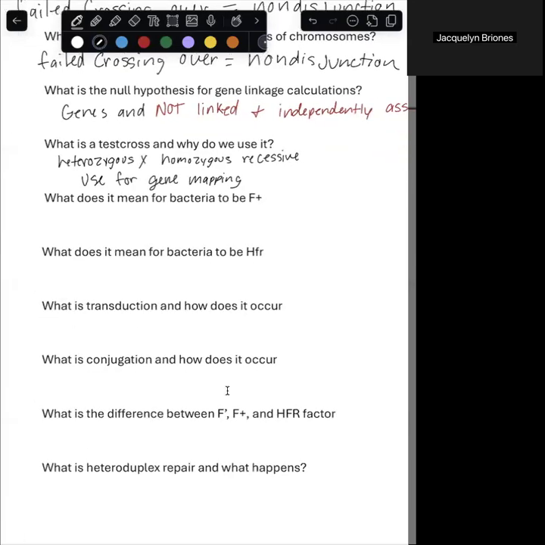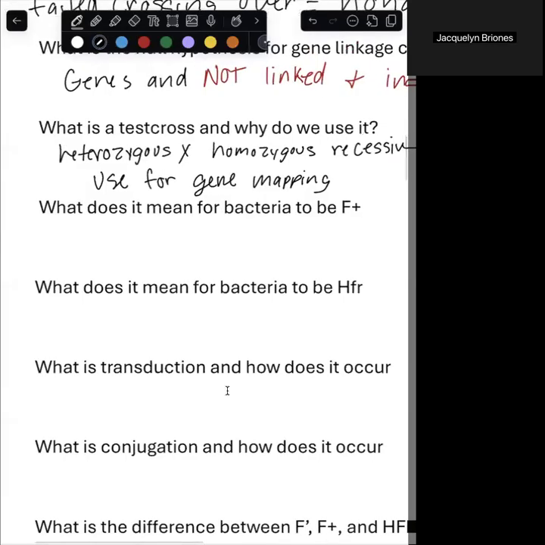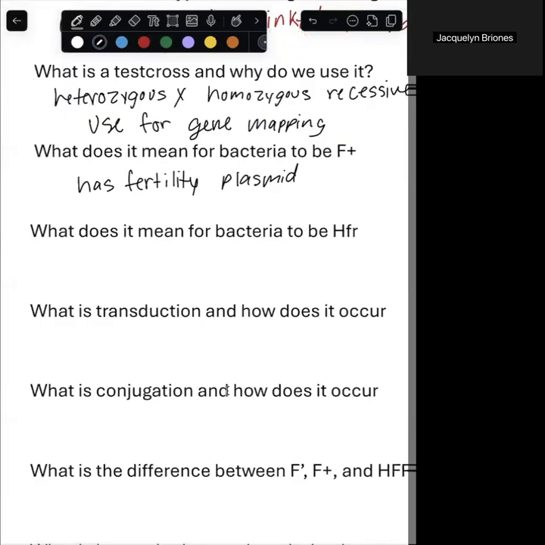What does it mean to be an F positive bacteria? This means that it has the fertility plasmid. Okay, what does it mean for a bacteria to be Hfr? That means the fertility factor has assimilated into the bacterial DNA. So fertility.